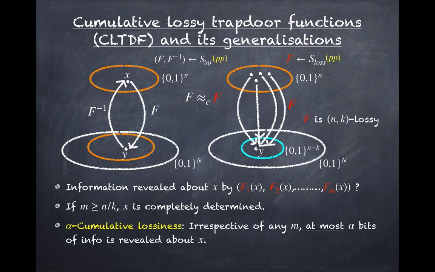So now we introduce a stronger property of lossy trapdoor functions, which we call alpha cumulative lossiness, similar in spirit to a dual mode witness map. Now this says that it does not really matter how many times you evaluate the lossy trapdoor function. The guarantee is that the amount of information that is revealed about x is at most alpha, and alpha is a parameter of the scheme. So in our paper, we show how to construct such a cumulative LTDF based on the DDH and the LWE assumptions, and I encourage you to see our paper for the construction.